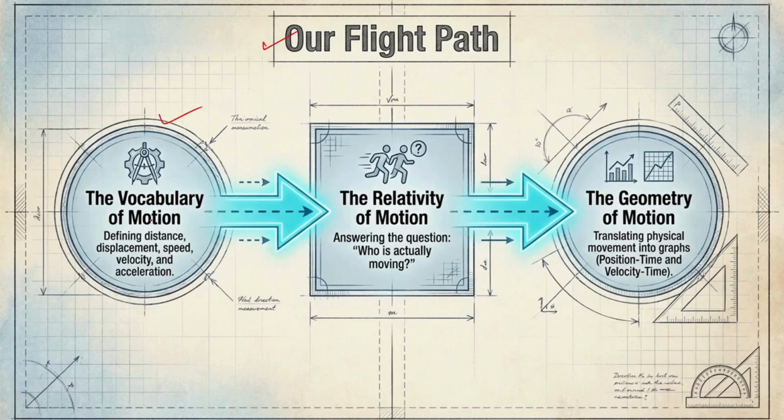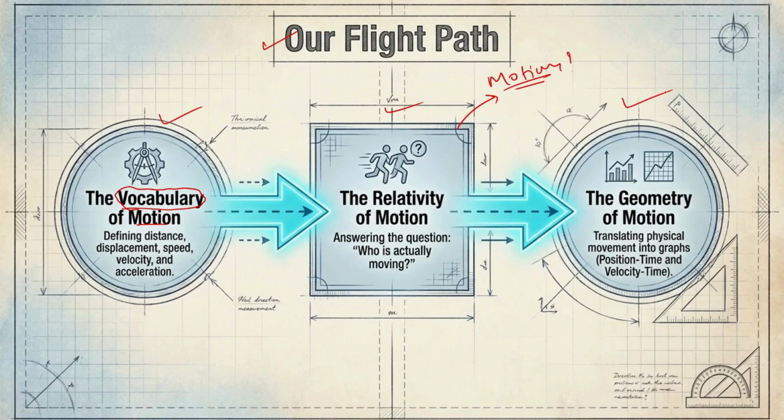First, we define a kind of vocabulary of motion, which is very crucial for describing any motion. In that, we define distance, displacement, speed, velocity, and acceleration. Then we move towards the relativity of motion. The question arises in the mind: is motion relative or not? So we can check that in this part.